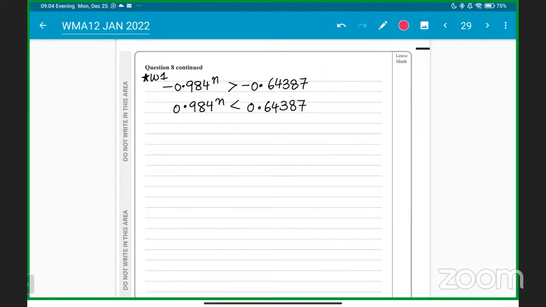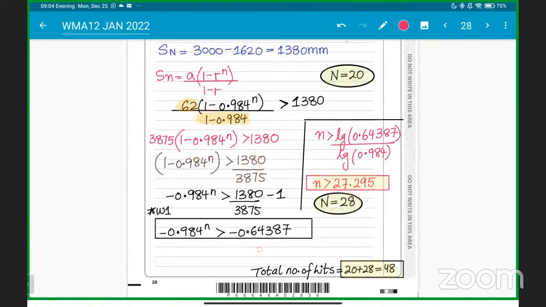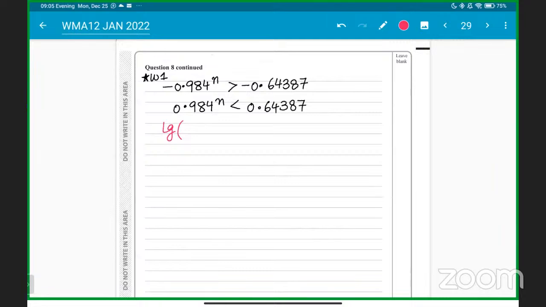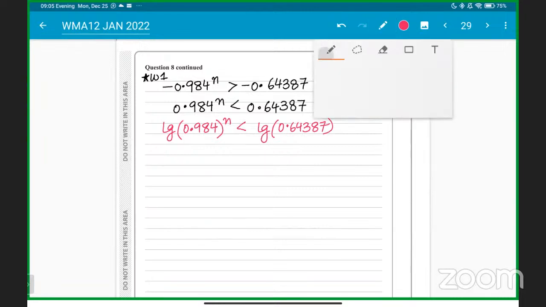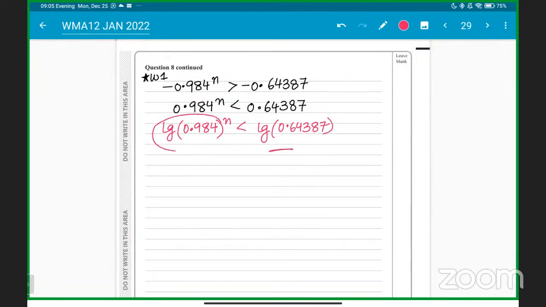Now you have to put the log, because a negative number cannot give a log. So log of 0.984 to the power of n is less than log of 0.64387. Understood? Now follow very carefully. Without solving further, just take a calculator and put this number in the calculator for log. You will get a negative answer. The value doesn't matter. Just see if it's coming as a negative or positive answer. Similarly, take the value of this only, not the whole.